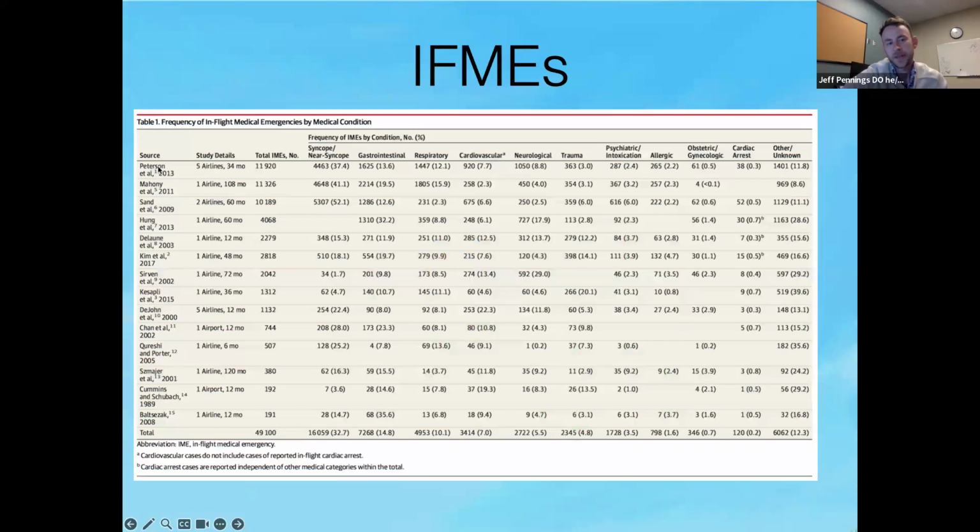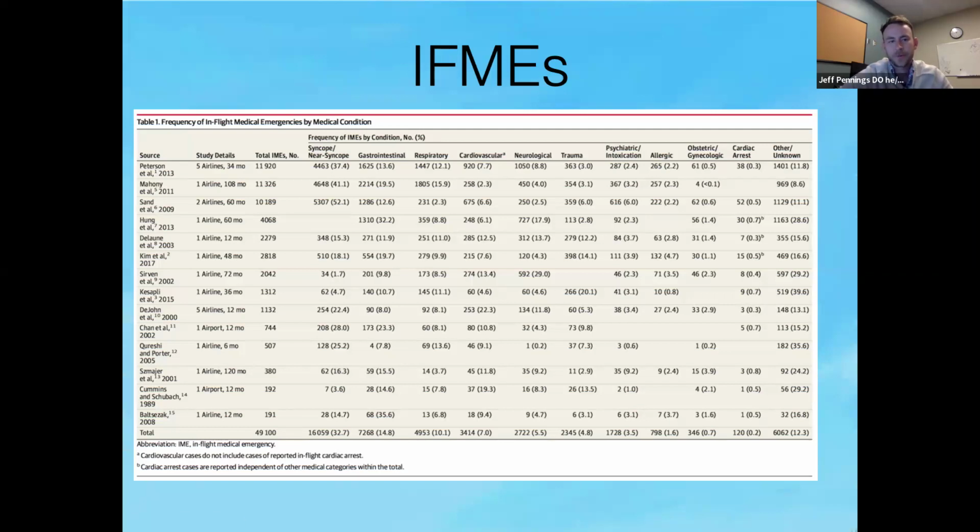This is a JAMA systematic review. It includes that New England Journal of Medicine article that we referenced earlier, and then a few others. But this JAMA review is essentially put together to reflect on what the most common in-flight medical emergencies are, and then developed a framework of how to work up each of those problems and manage each of those problems, which we'll talk about in the next few slides.